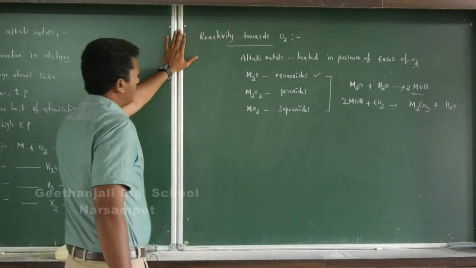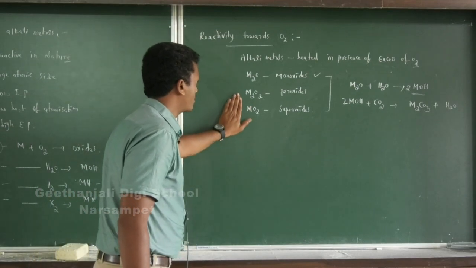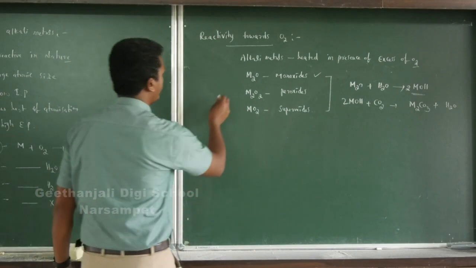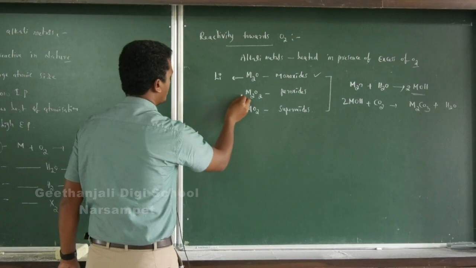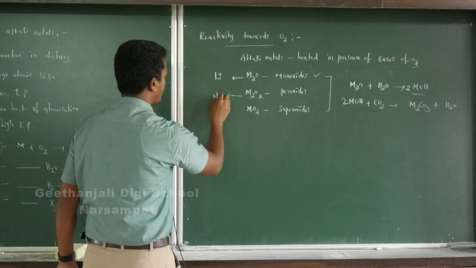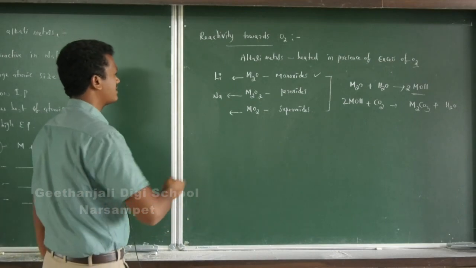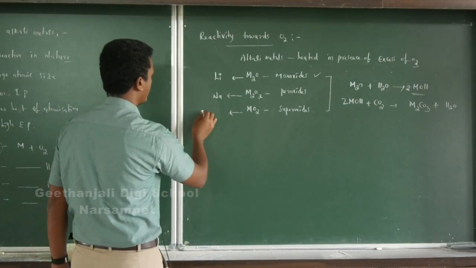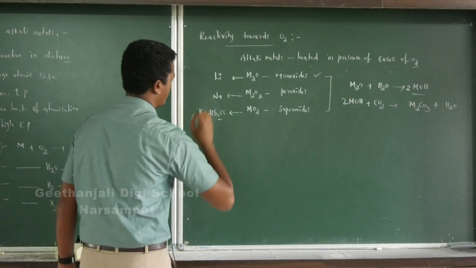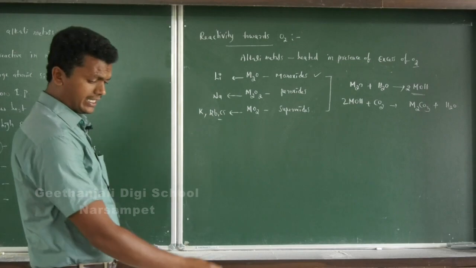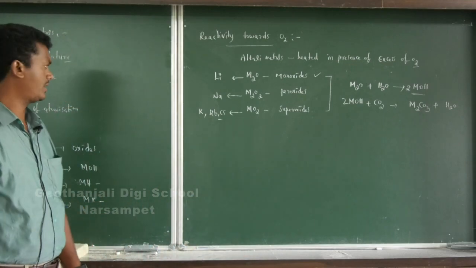So when these alkali metals react with oxygen, they form these three types of oxides. Monoxides are formed only by lithium, peroxides are formed by sodium, and the remaining elements, potassium, rubidium and cesium, form superoxides. So what is the reason behind the formation of only monoxide by lithium is the question.